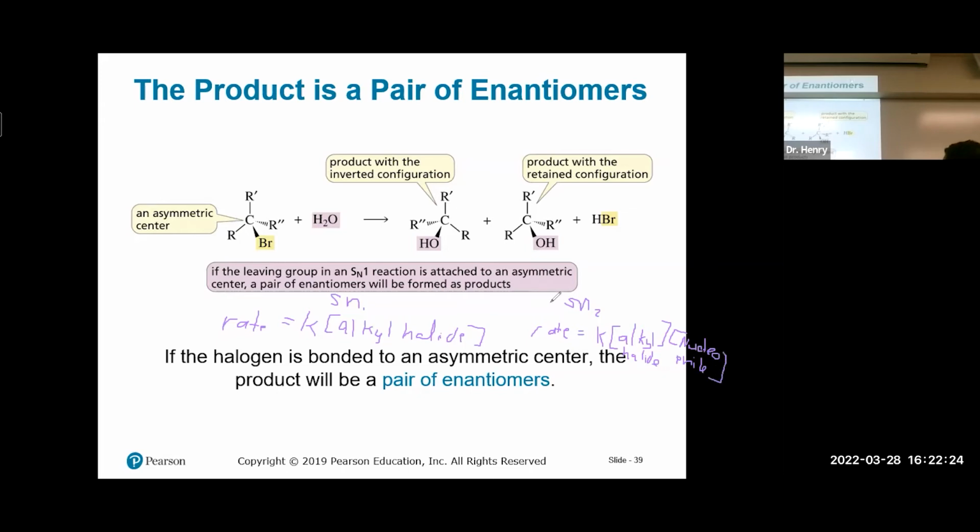Okay, so that's what makes it an SN2 reaction, dependent on both, where this one is only dependent on one. So that's why I said SN1. Okay, questions, concerns?